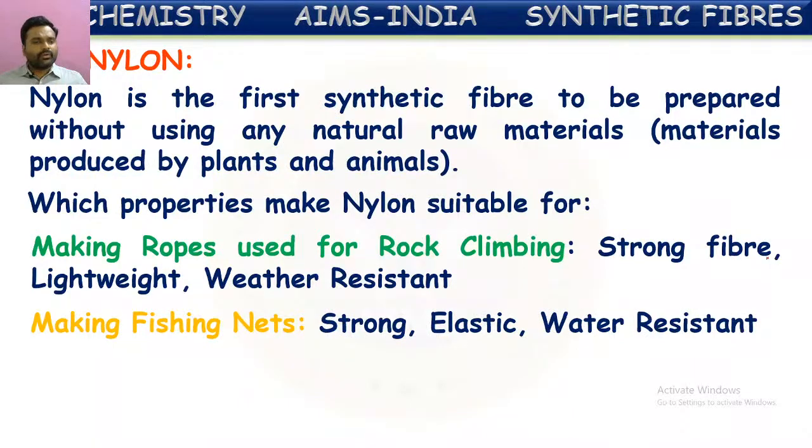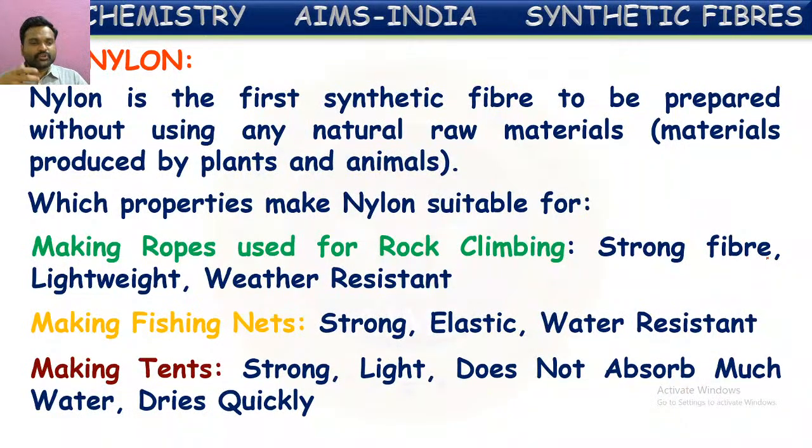It is used for making fish nets also. Why? Because, as we said already, it is a strong fiber, it is elastic and it is water resistant. So these properties made nylon suitable for fish nets.